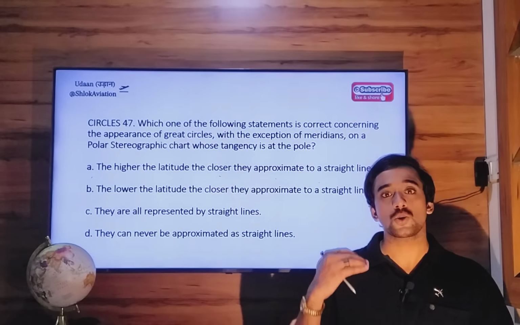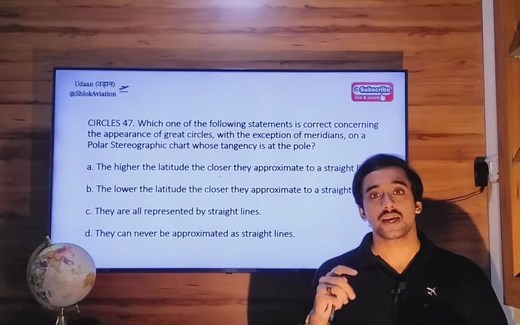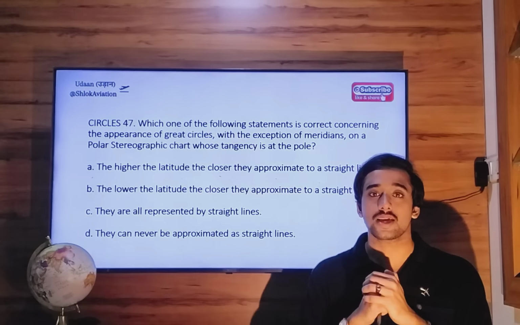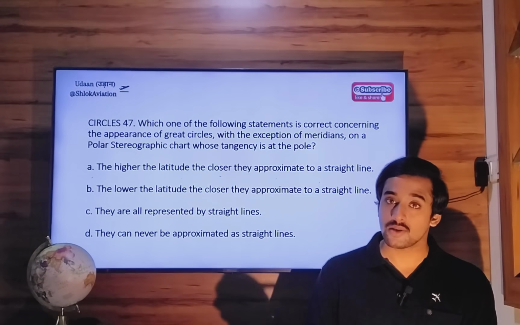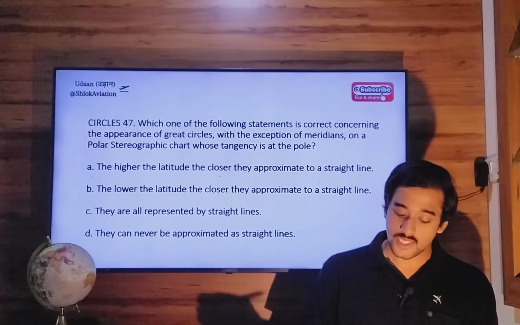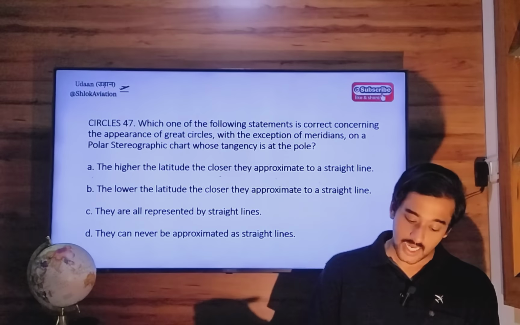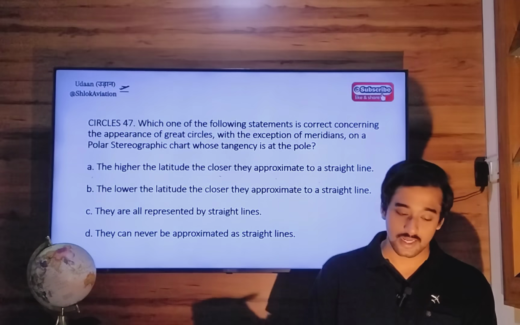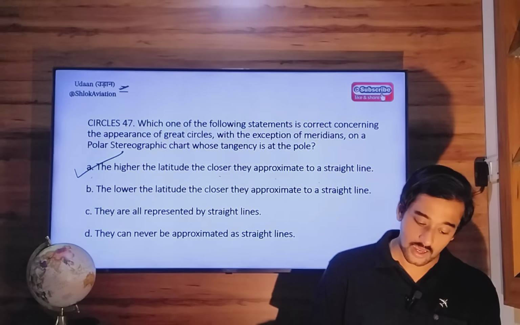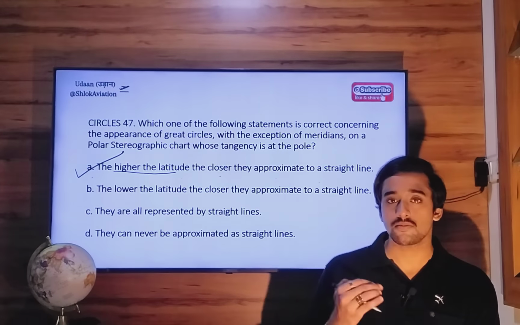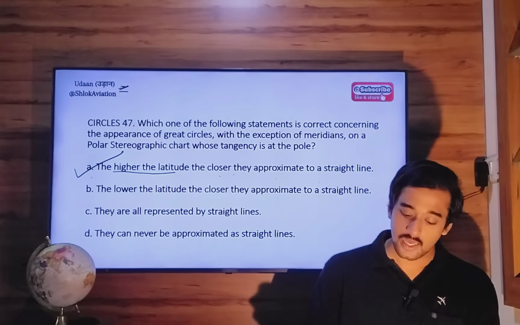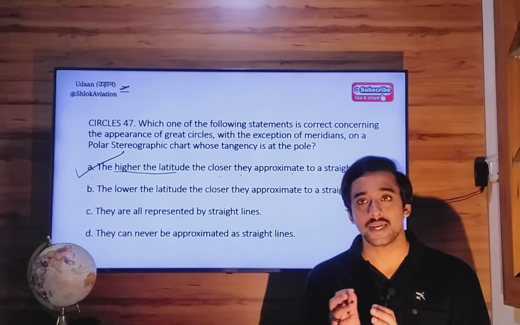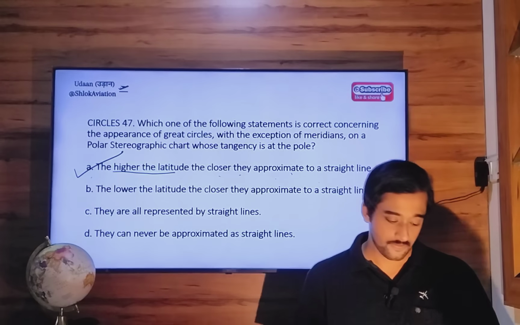So as you go to higher and higher latitudes, the great circles will tend to become like a straight line. The options say they are all represented by straight lines, or they can never be approximated as straight lines. So the correct answer is option alpha. At higher latitudes, basically above 70 degrees north or 70 degrees south, they approximate to a straight line. They tend to become a straight line.